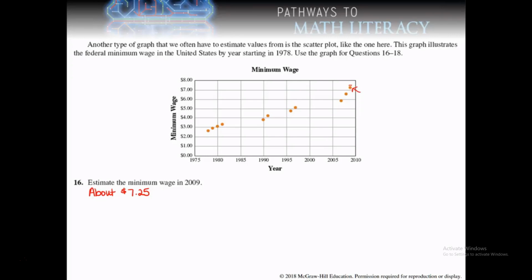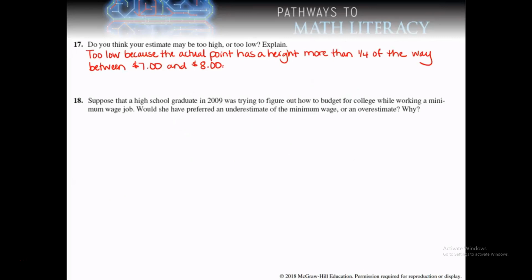In number 18, let's say we have a high school graduate trying to figure out how much to budget for college while working a minimum wage job. Would she prefer an underestimate of the minimum wage or an overestimate? Well, it's probably better to underestimate what you're going to make so that you budget for less and don't risk running out of money.